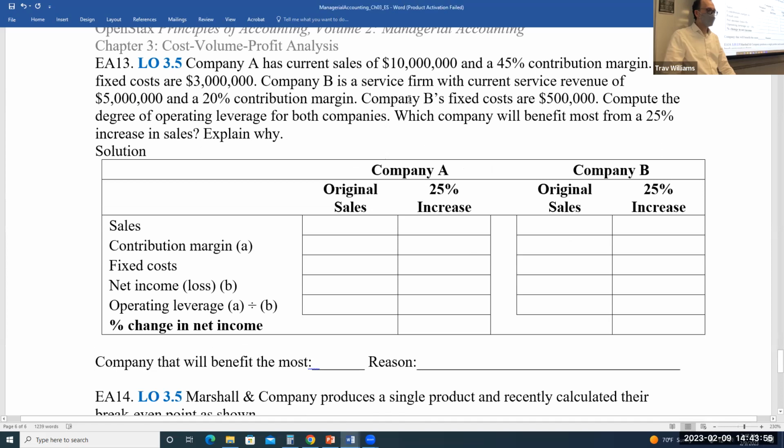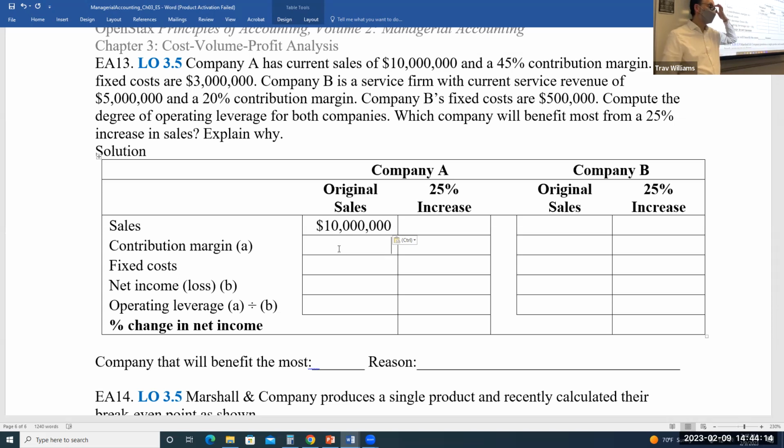Okay, so in this one, we've got company A and company B. Company A had $10 million of sales, and they had a 45% contribution margin. Normally, what we're used to is you subtract the variable cost to get the contribution margin, but in this case, they just told us what the contribution margin is. It's 45%. So if we multiply that by our 10 million, we get $4,500,000 of contribution margin, right?